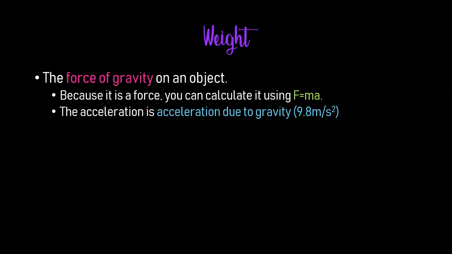If I move it to the moon or to Mars, acceleration due to gravity changes, and that number would be given to you in a problem. But on Earth, a is always 9.8 meters per second squared if you're solving for the weight of something.